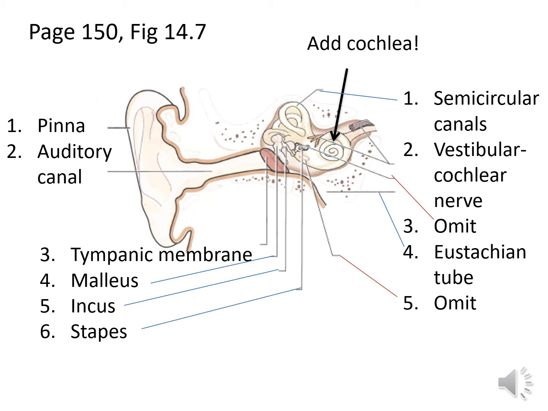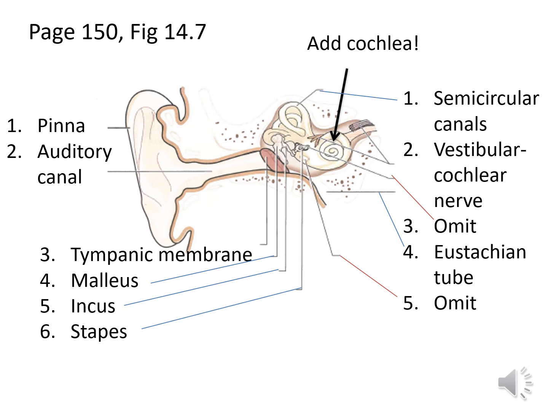The only trick is figure 14.7 does not have a cochlea. You will need to add the cochlea. It is fair game on a lab quiz or lab practical. I'll give you a few minutes to write down the names of the structures, and then we'll be talking about them.